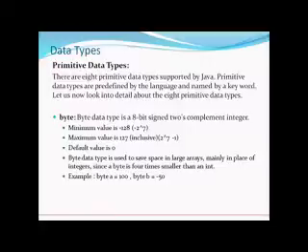So there are 8 primitive data types supported by Java. Primitive data types are predefined by the language and named by a keyword. Like in C we have int, and in some other language we have integer, but the meaning is the same. And let us now look into the detail of what exactly primitive data types are.